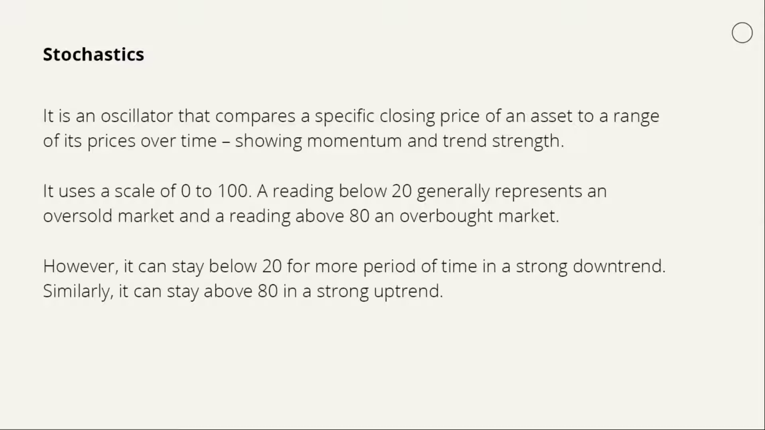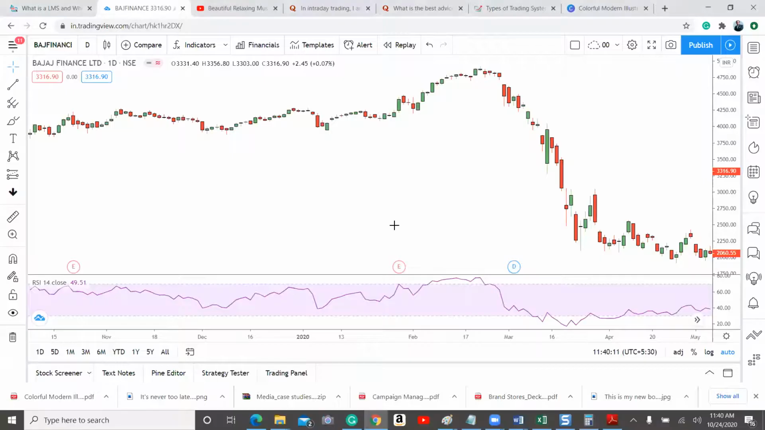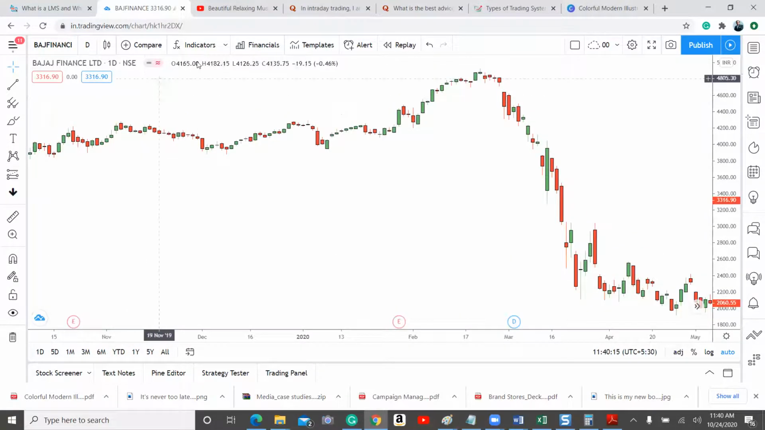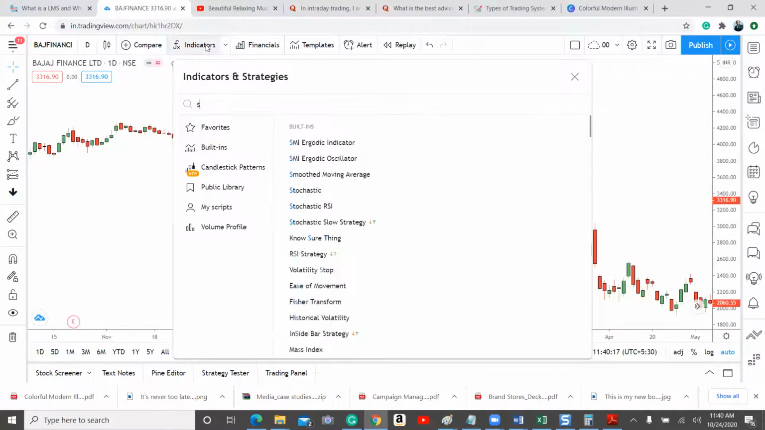But you should remember, it can stay below 20 for a long period of time in a strong downtrend. Similarly, it can stay above 80 in a strong uptrend. I will show it in the chart. For explanation's sake, I will remove RSI. Now I will apply a stochastic.